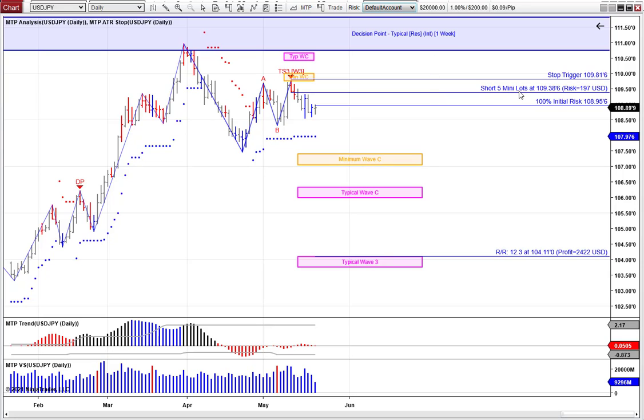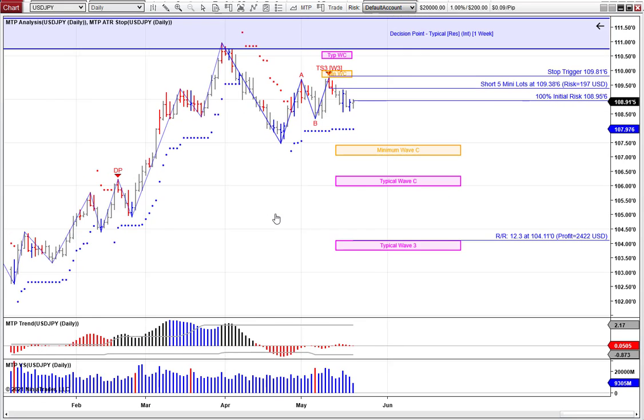So this tells you the number of lots or contracts or shares to trade at that level. If the market is stopped out, that would be a -1 hour loss. We'll show that in another example in a couple of minutes time. But if the market goes down to the projected level, you can see this is our projected target, then the profit would be 12 times the initial risk. But this is what we're looking to do.